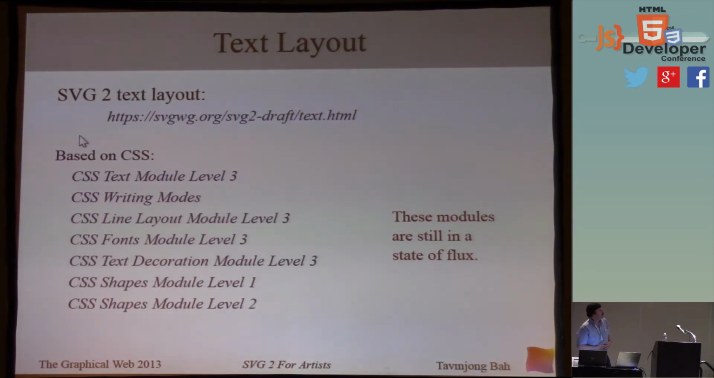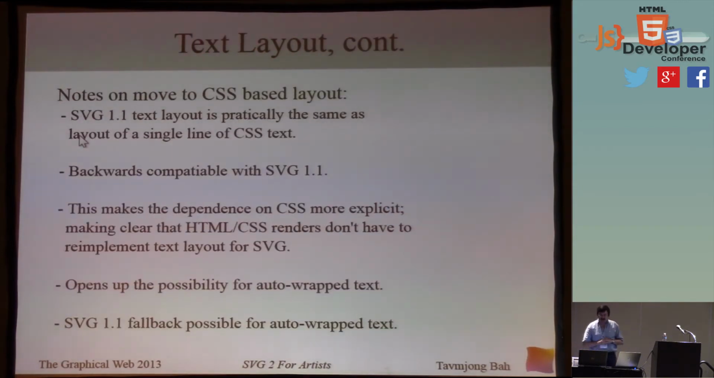And these modules are still in a state of flux. It's kind of hard to do because some are making changes quite frequently. They're arguing about little parts. But we want to base SVG2 text layout on CSS, and there are some good reasons for that. First of all, SVG 1.1 text layout is essentially the same as a single line of CSS text layout. So there's really no change by doing this. It's backwards compatible with SVG 1.1.